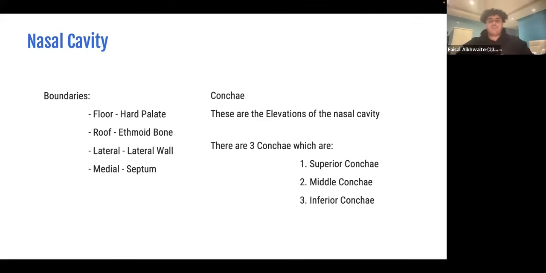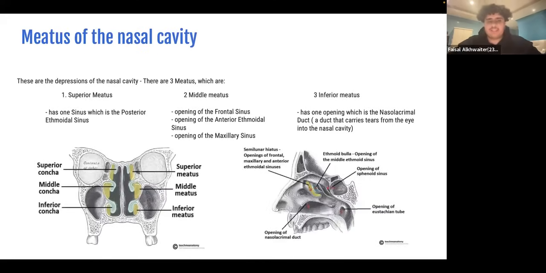Then you've got conchi, which basically means an elevation. There are three elevations in the nasal cavity: superior, middle, and inferior conchi. Then you've got something called meatuses. Meatuses basically mean an opening. Corresponding to each and every conchi, you've got a meatus.